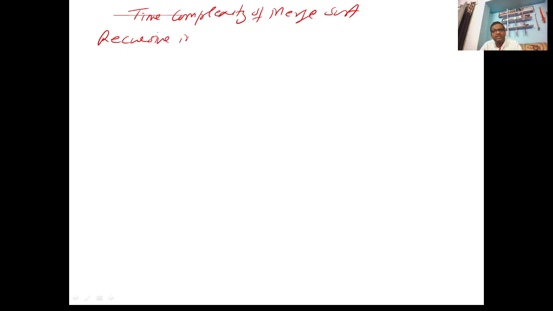Now let us talk about the time complexity of merge sort. Time complexity of merge sort. As we know that the algorithm is recursive in nature, so we need to write a recurrence relation for it. Recurrence relation. So what is that recurrence relation going to be?